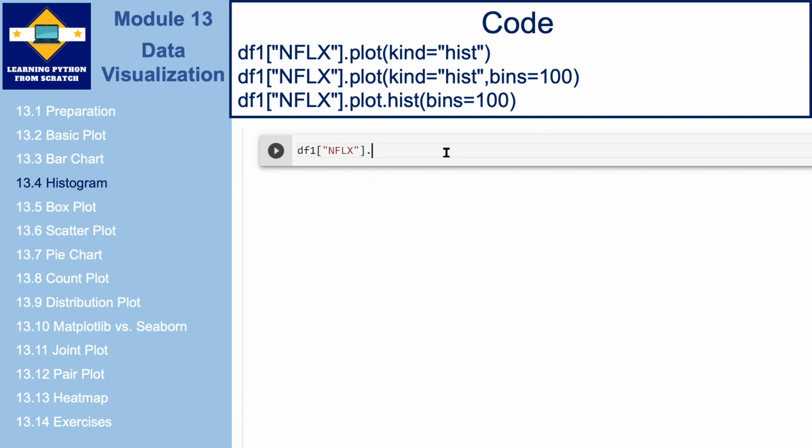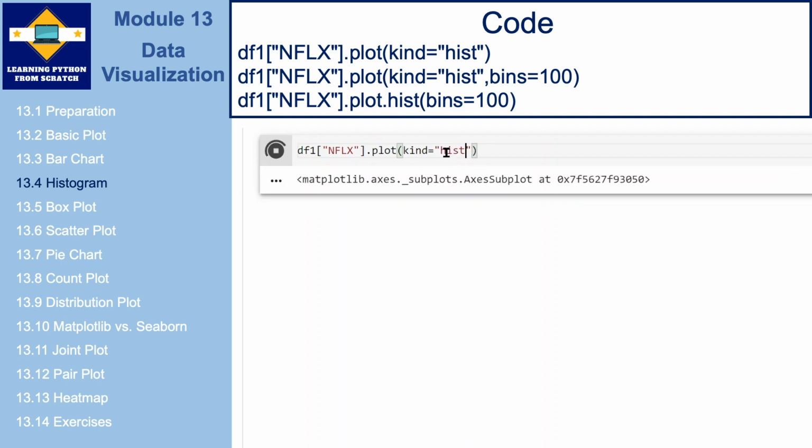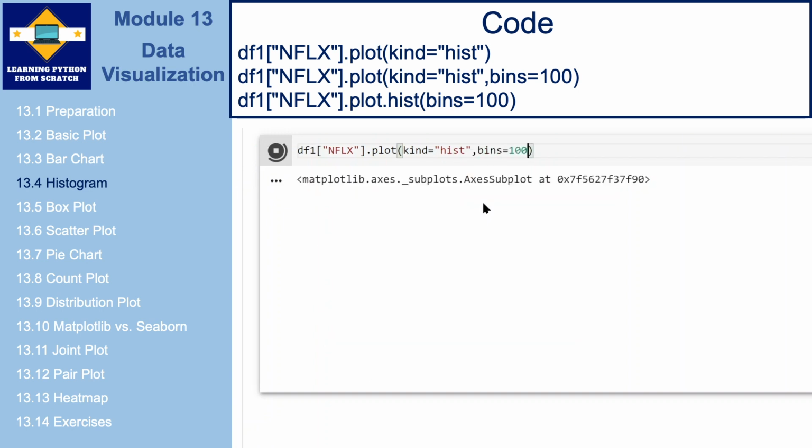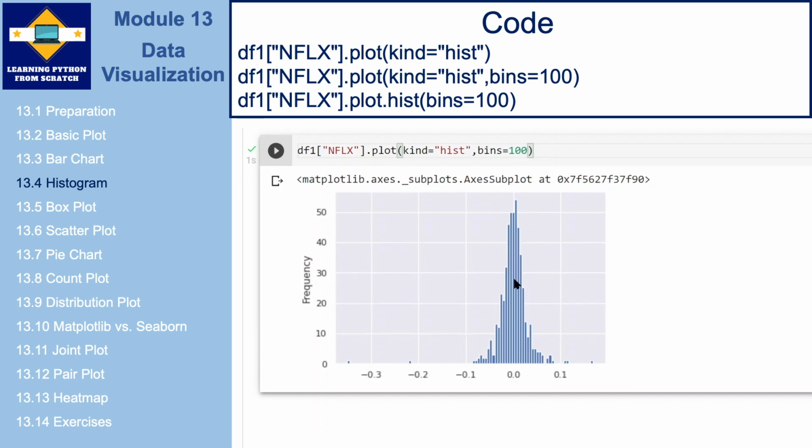We use plot and then we set the parameter kind equal hist, which means that we are going to generate a histogram. But you can see that there are only 4 bars, which makes it hard to understand what it means. Then we can set the parameter bins equal to hundreds. The default value of the parameter bins is 10. By setting a larger value of the parameter bins, we can see more bars shown in the histogram.